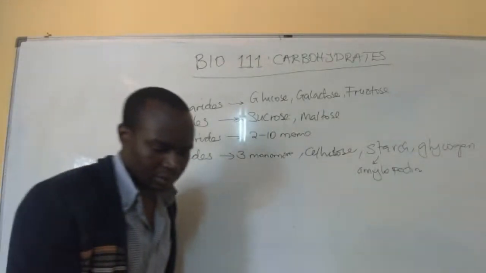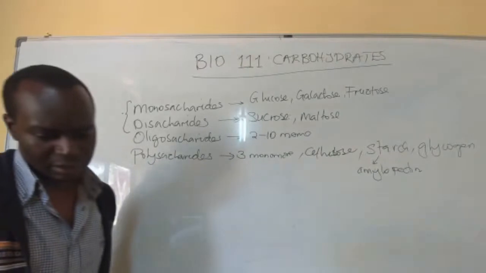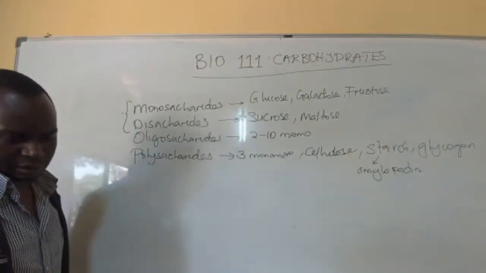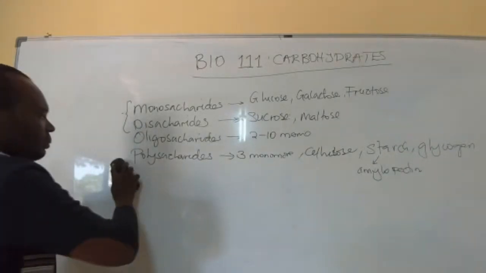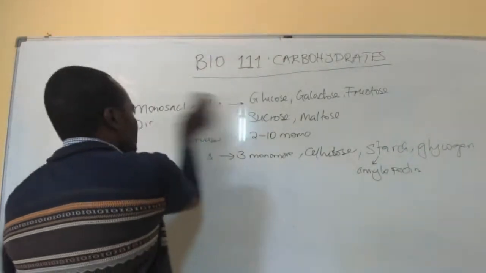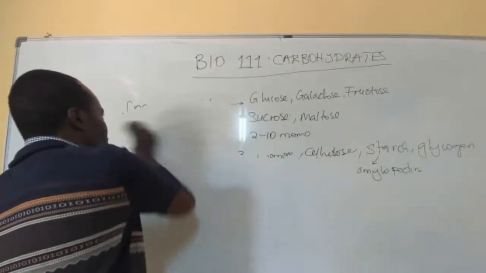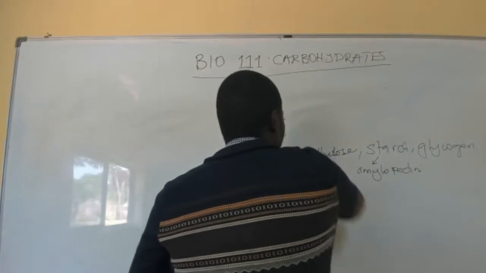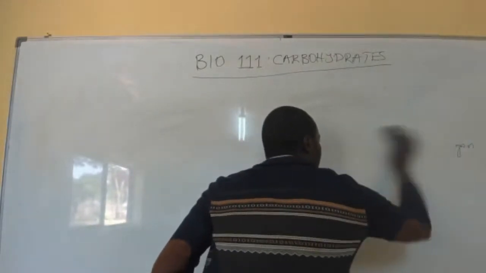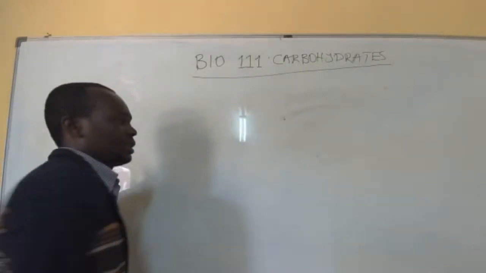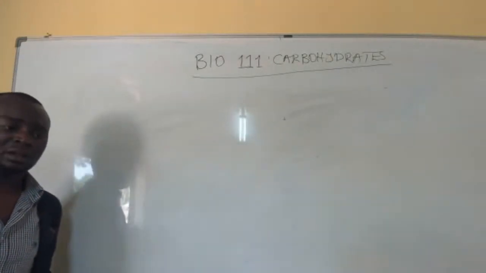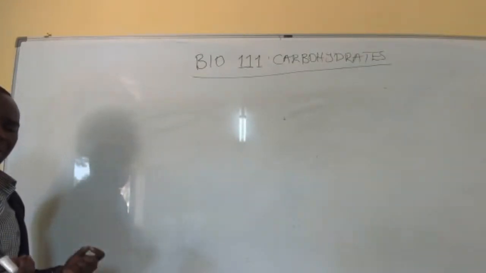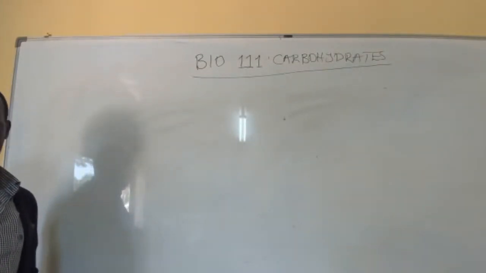Now, question one talks about discussing what isomerism is, and giving some common examples of isomers. Within isomers, we've got two different types. We've got structural isomers, which in some literature are called constitutional isomers. Structural isomers have the same molecular formula but different structures.